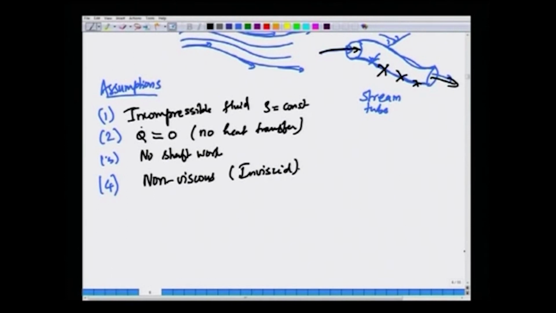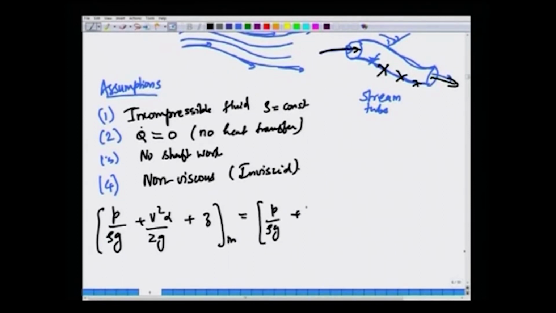If you assume all these things, then the most general form of the energy balance, which we wrote with a single inlet and single outlet for incompressible fluids, is the following: P by rho g plus alpha V squared by 2g plus Z at inlet is equal to P by rho g plus alpha V squared by 2g plus Z at outlet, plus H shaft plus H friction. This is the most general equation. Now, we are going to simplify this.